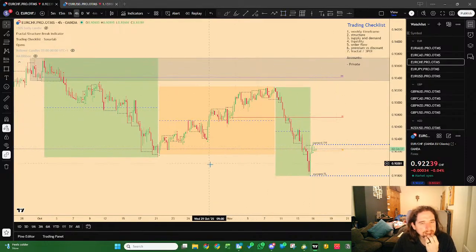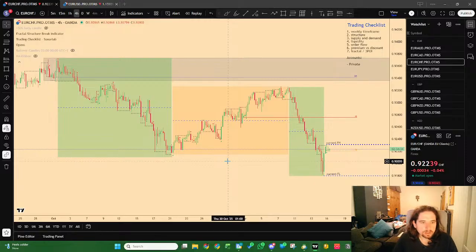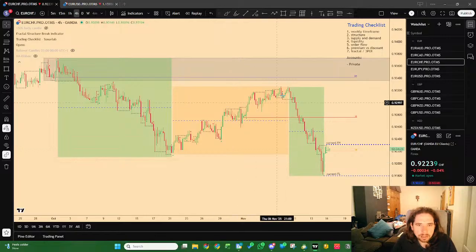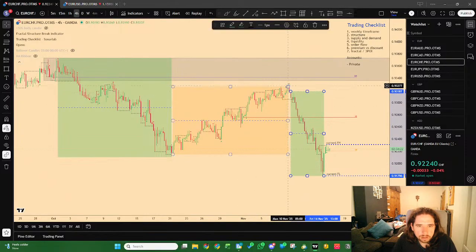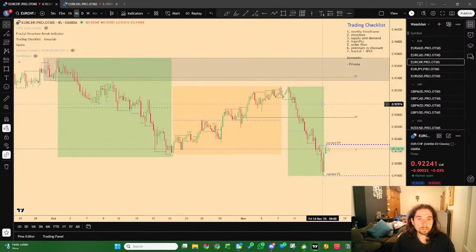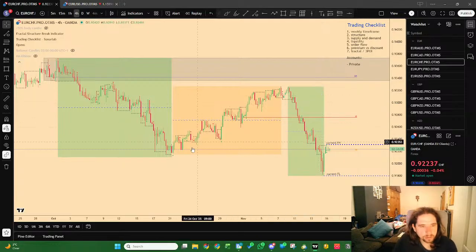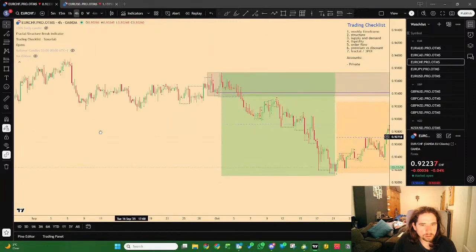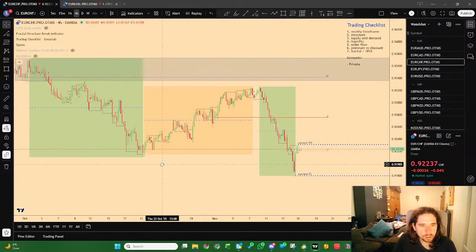Ideally we only make money from the impulsive phase. You only make money in the impulsive phase, not in the pullback phase. So you only make money in these green boxes. So okay.